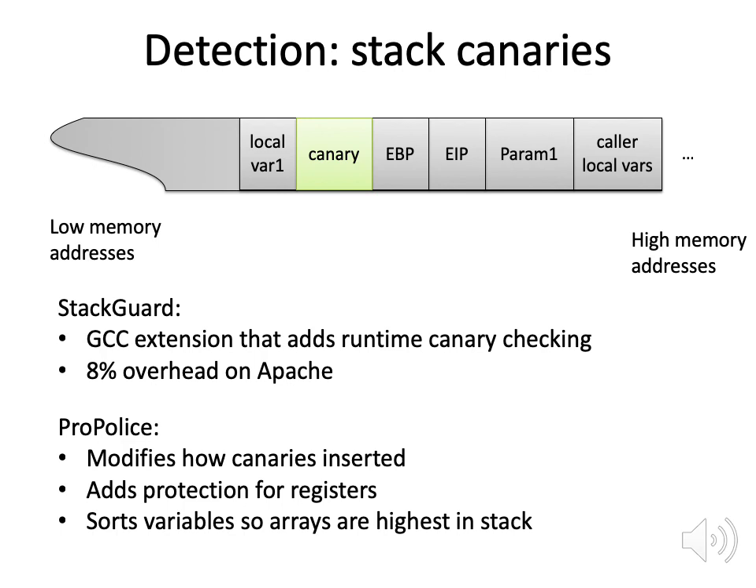So there are some other things that you can do. That was StackGuard, and this adds about 8% overhead on Apache. There are more things you can do. ProPolice has a fancier version of this. One thing you can do is add protection for registers, because if you save registers, you're supposed to restore them properly. So you can actually make sure the registers are properly restored.